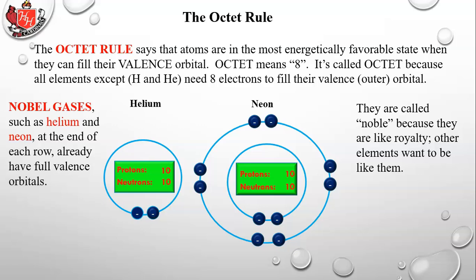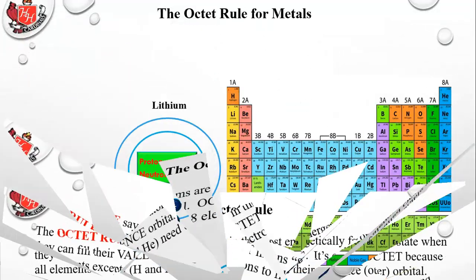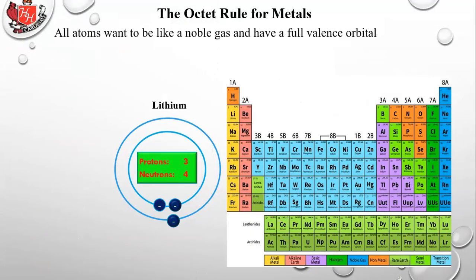They're called noble because they're like royalty. Other elements want to be like them. They want to either add or lose electrons so that they have a full outer orbital. Now the deeper reason for that is just what it says above. It's more energetically favorable. You don't really have to understand the explanation any more than that. It's just kind of one of the miracles of nature, and this is just the way nature made atoms. So all atoms want to be like a noble gas and have a full valence orbital.